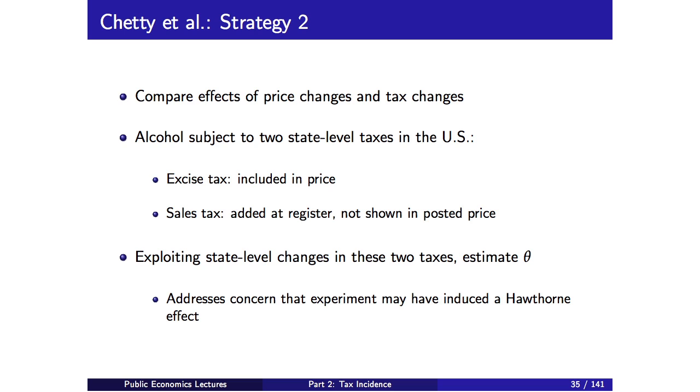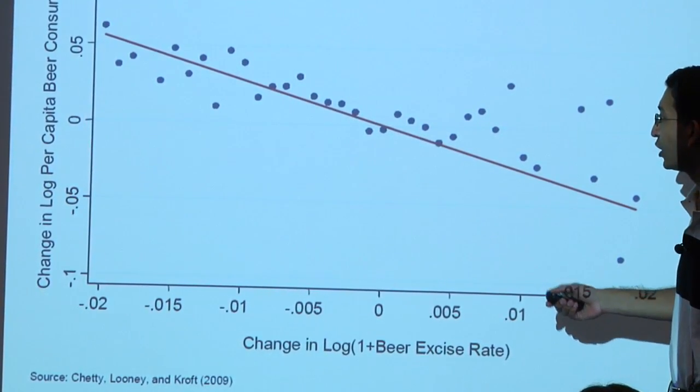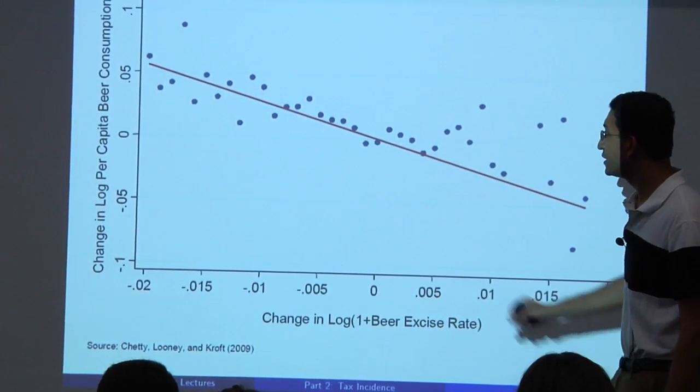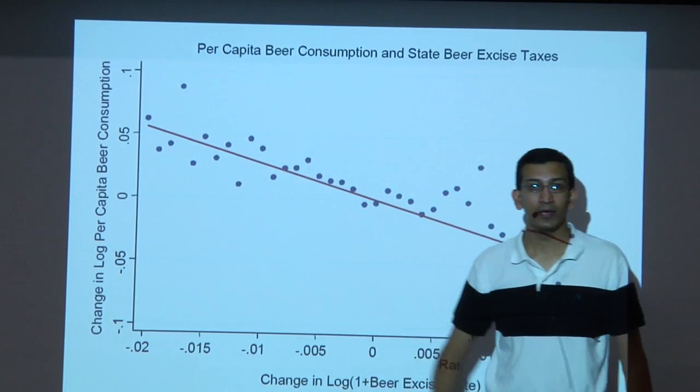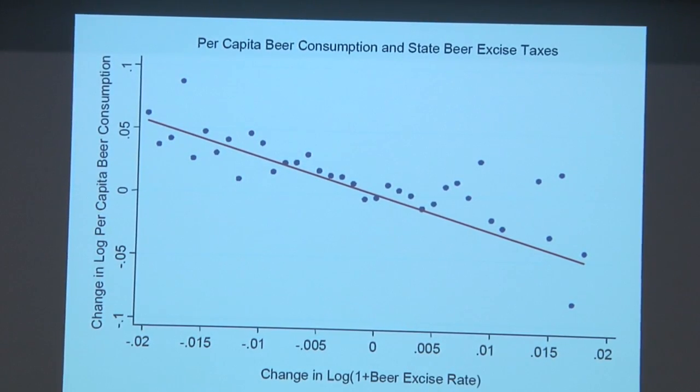Okay, so I'm going to show you two estimates of demand curves. On the y-axis here is the change in log per capita beer consumption. So think of this as the growth rate of per capita beer consumption. So this is not levels, right?